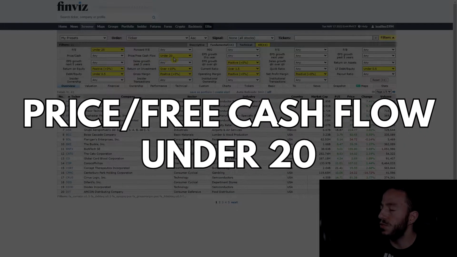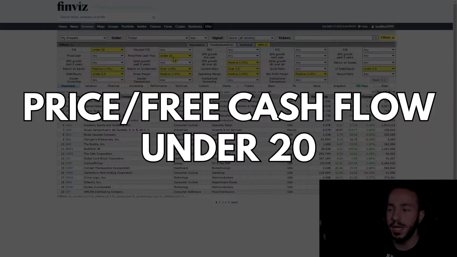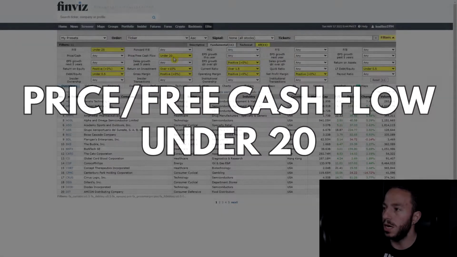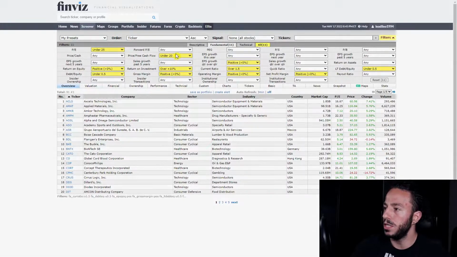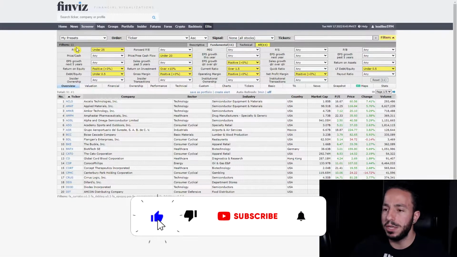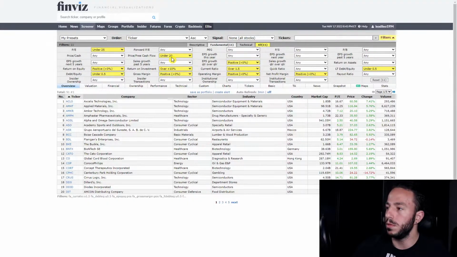Price to free cash flow, always underneath 20. We don't want to pay anything more for that. Anything under that is phenomenal. Usually, you want to try to keep your PE ratio and your price to free cash flow ratio around the same number. So if you're going to do under 20, do the same with PE ratio, or under 25. But I usually just keep mine underneath 20.